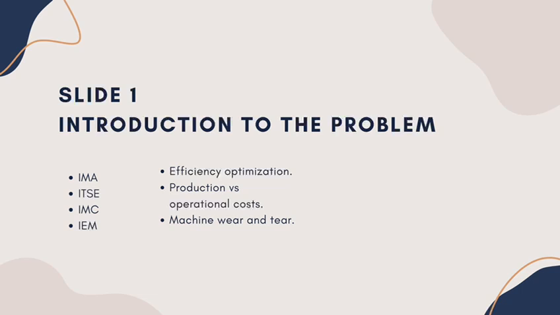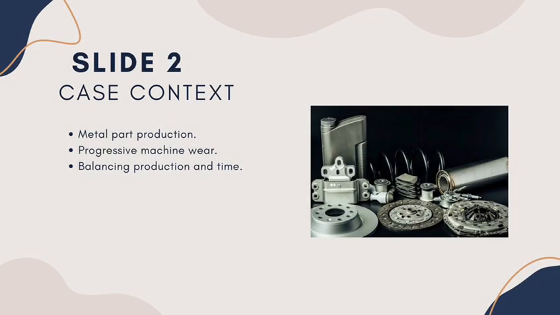Today we are going to talk about how an IMA, ITSE, or EMSE can optimize the efficiency of a machine in a mechanical component factory. The goal is to maximize production while minimizing operational costs, especially in relation to the machine's wear and tear. Let's imagine a factory that produces metal parts for the automotive industry.